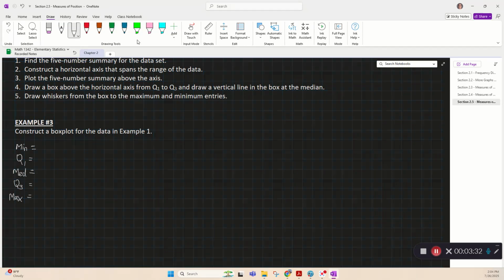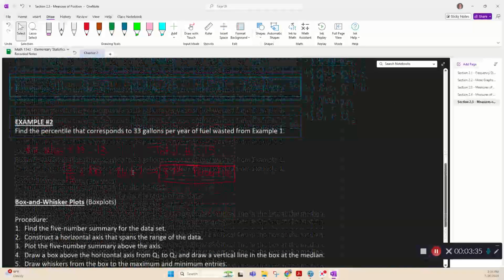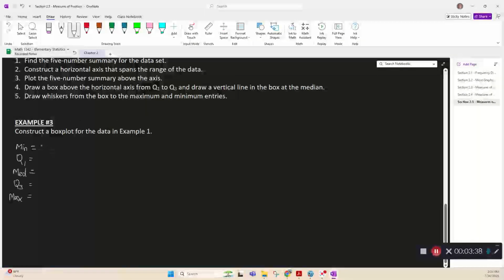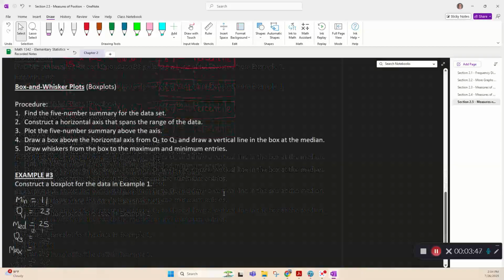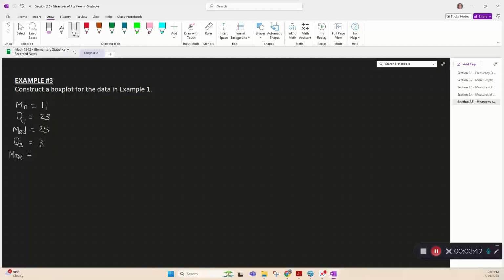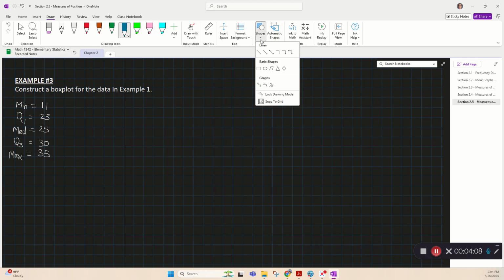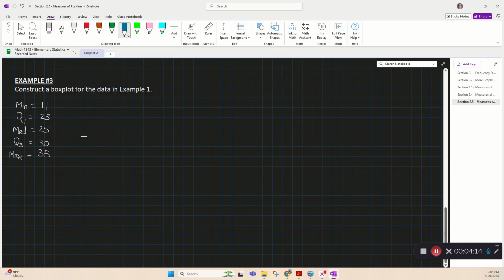So we found these in example 2. So 11, 23, 25, 30, and 35. Okay, so now, that was step 1, getting the 5-number summary. We did that, because we already did that in a previous example. Now, step 2 said to construct a horizontal axis. So let's do that part now.